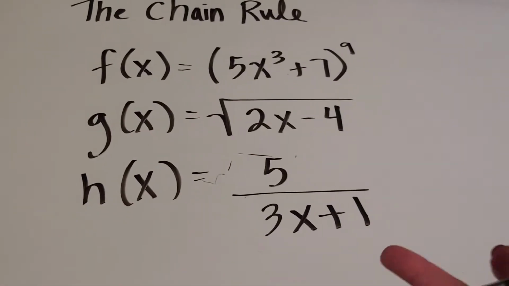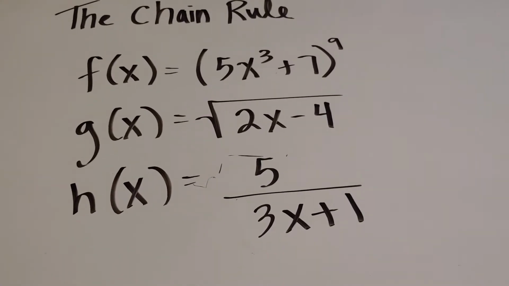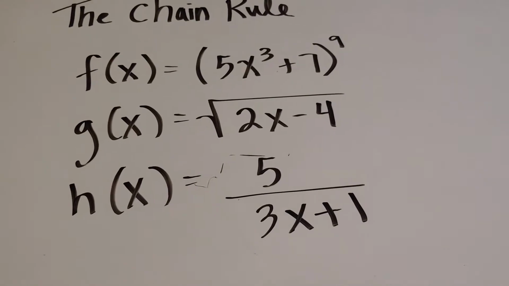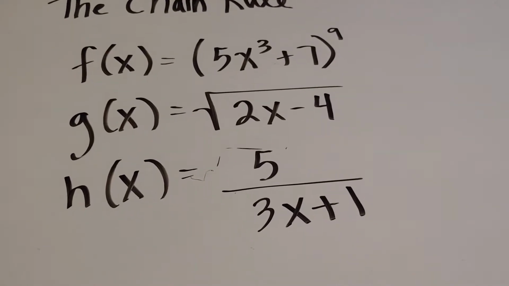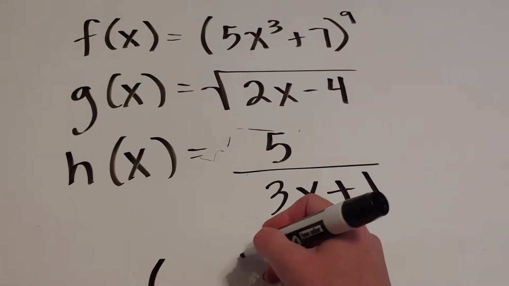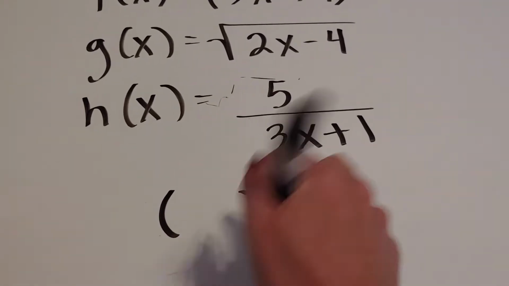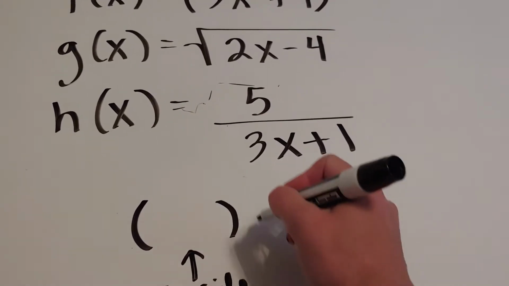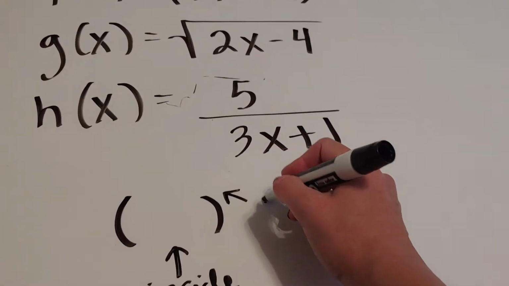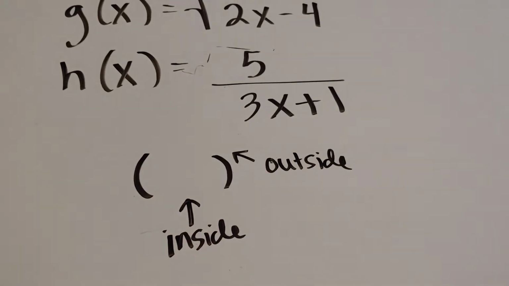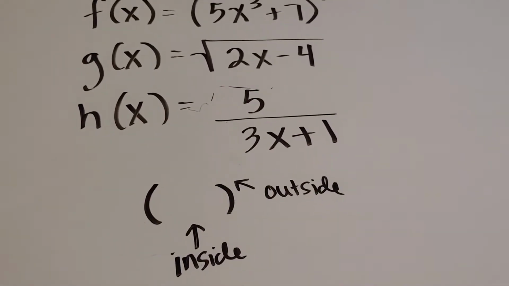Okay. All of these actually end up being compositions. So that means they have an inside function and an outside function. So basically what you want to look for is parentheses. The parentheses are going to show you the inside, and the power, if you will, is going to show you the outside. Now, this doesn't work for all functions, but this is like a good starter kit, okay?